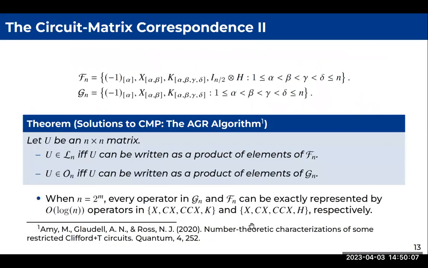So using this notion, we define a new generating set, F_n and G_n, so that F_n has the 1-level operator, 2-level operator, and a 4-level operator, along with I tensor H, and G_n just has these 3-level operators.